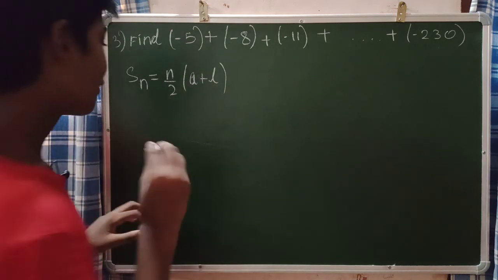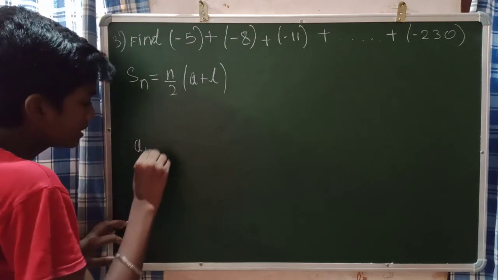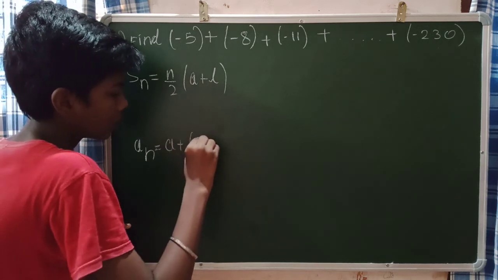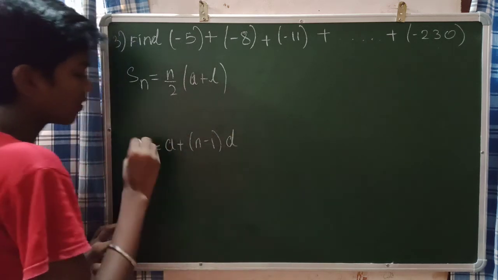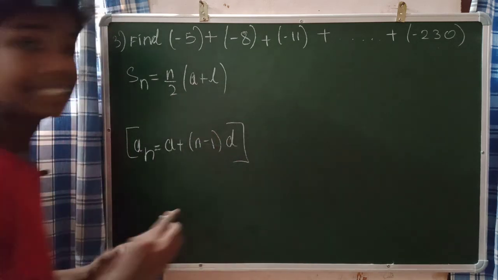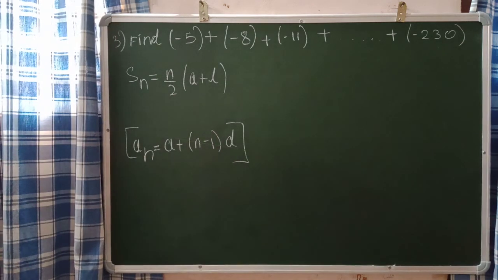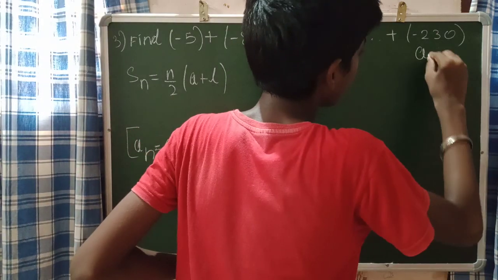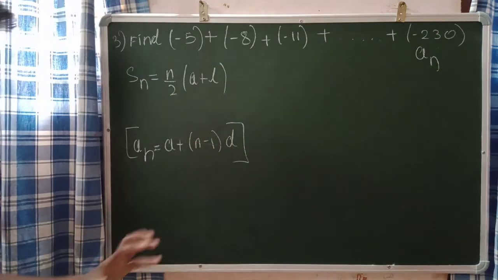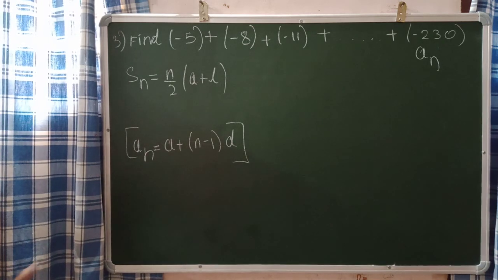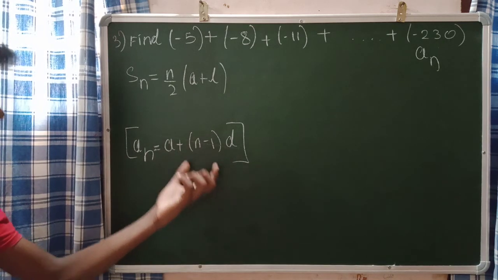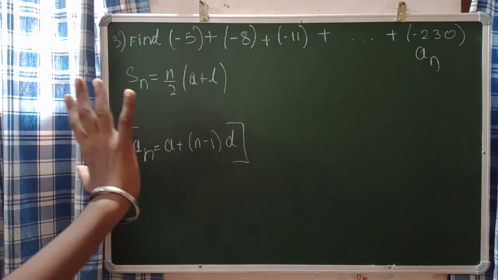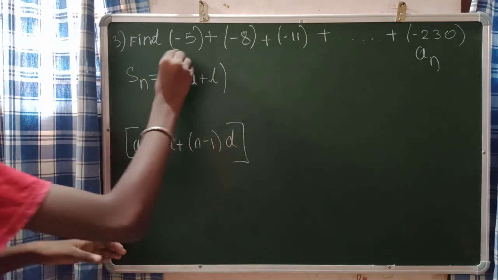What is the general term formula? That's nothing but an is equal to a plus n minus 1 into d. This is the general term formula for AP. General term means the nth term formula for AP. Now guys, let me say this minus 230 is your an. Because whenever you need to know the number of terms, that means your n, take the last term as an and your first term is a.